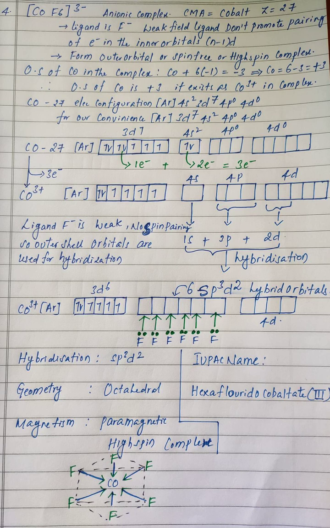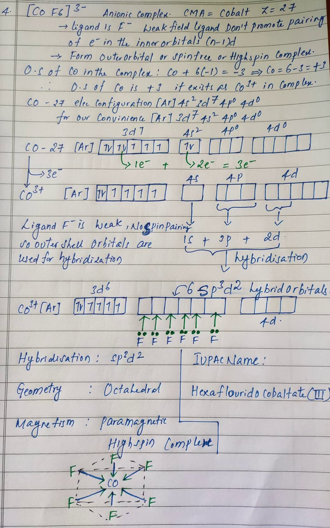So the next example is a cobalt complex, which has 6 fluoride ligands. If you observe this coordination complex, it has a negative charge, so it is an anionic complex. The central metal atom, cobalt, has atomic number 27. The ligands are weak field ligands; fluoride ions are weak field ligands according to the spectrochemical series.